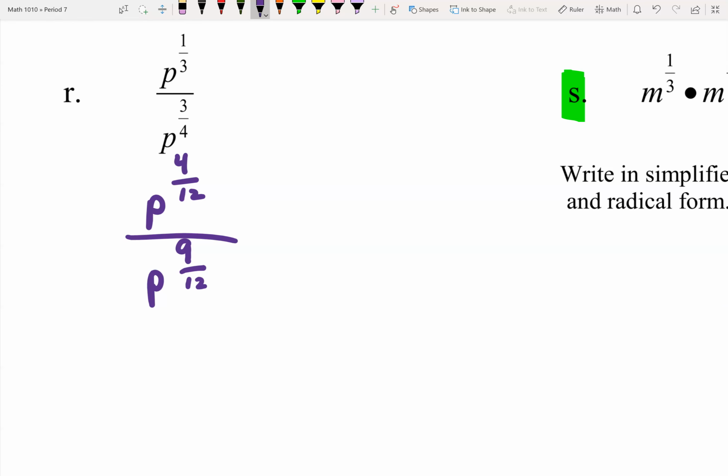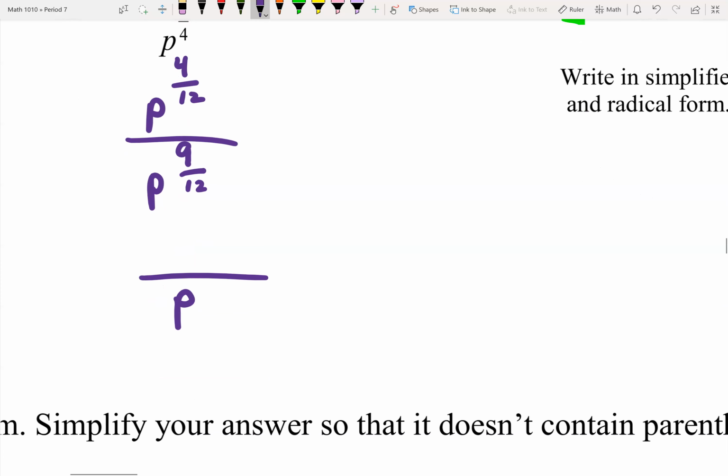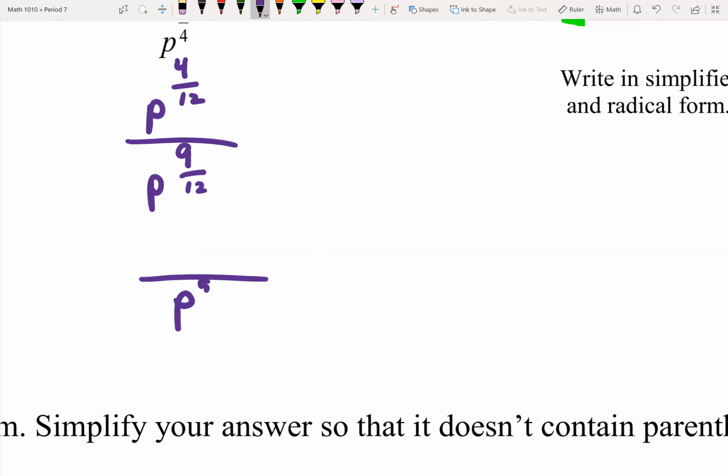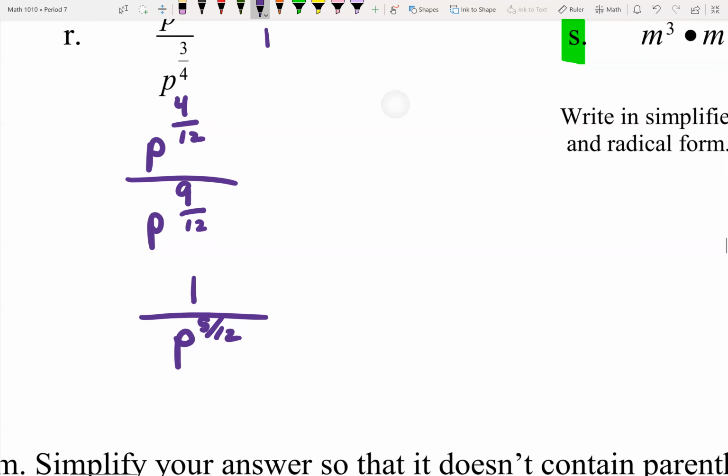Okay. Look at the top. You have a pizza cut into 12 slices. The top guy has 4 of the 12 slices left. The bottom guy has 9 of the 12 slices left. Who has more pizza, top or bottom? The bottom. How many more slices of pizza does he have? 5. So it's p to the 5th. What is it going to be? 5 of the 12, right? What do I put on the top? A 1.